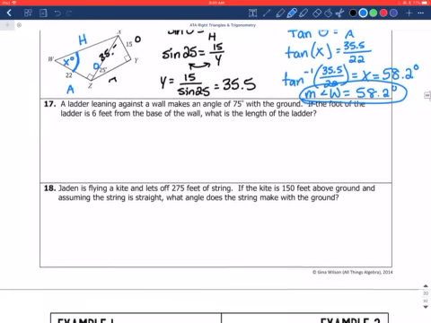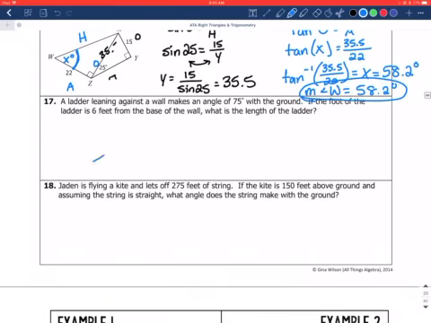All right, two more. If a ladder is leaning against a wall, it makes an angle of 75 degrees with the ground. So in other words, if here's your wall and there's your ladder, and obviously the other side is the ground, and that's 75 degrees, we know it's a right angle. It says the foot of the ladder is 6 feet from the base of the wall. So here's the base of the wall. They're saying that it's 6 feet right here, this distance. So if this is 6, what is the length of the ladder?